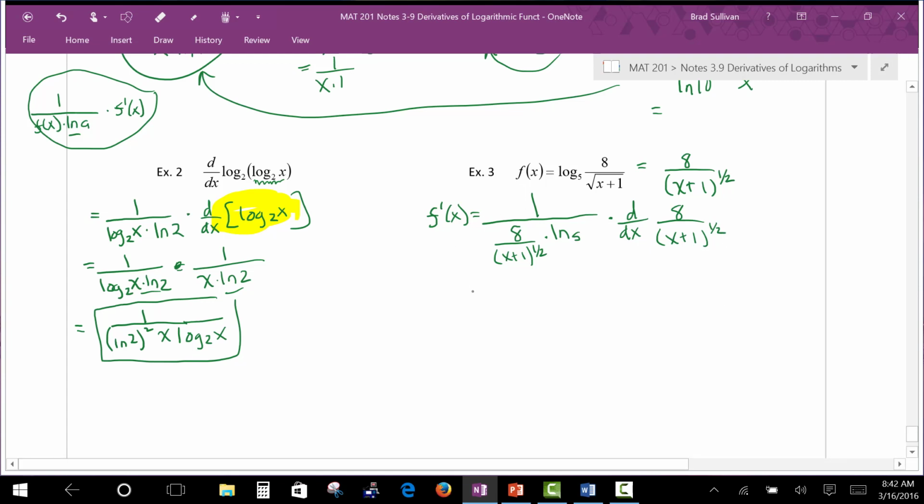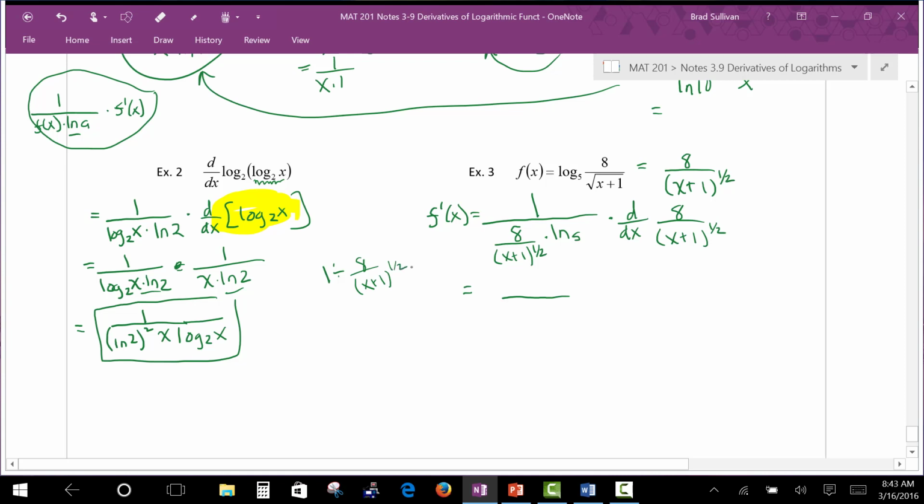Okay, a couple of things on here that you can do. Now, when you're looking at this, you're really dividing. You're really doing 1 divided by, and let's forget about the ln 5, 8 over x plus 1 to the 1/2. Okay, how do you divide fractions? You flip.